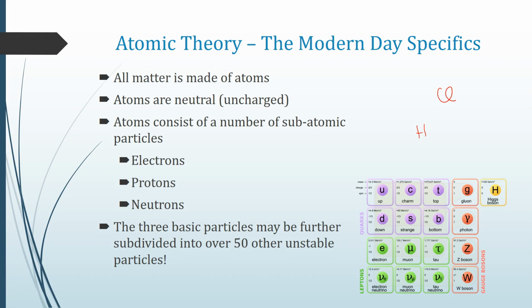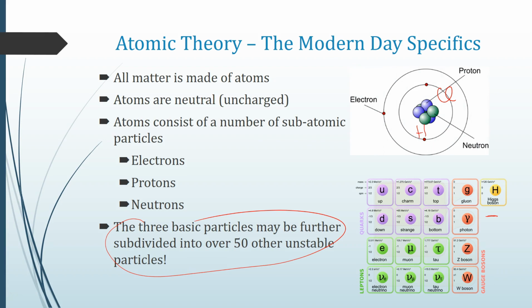The protons will determine the nature of the element. The electrons will equal the protons in a neutral atom. And while we consider these the three basic particles, there's over 50 subatomic particles now in the subatomic family, which if you're studying physics, you'll learn a lot more about, but we don't tend to work on them in chemistry.